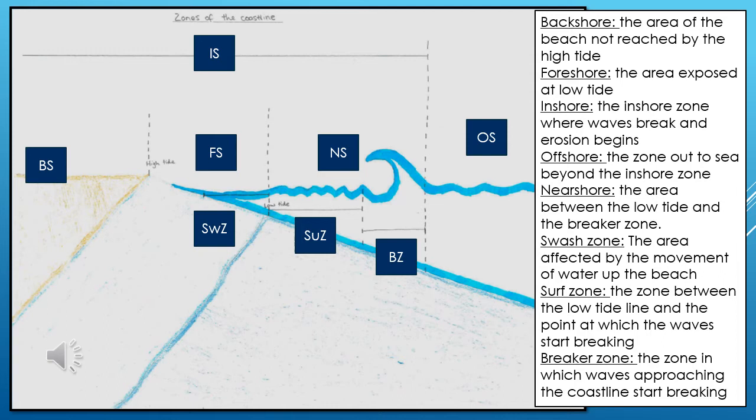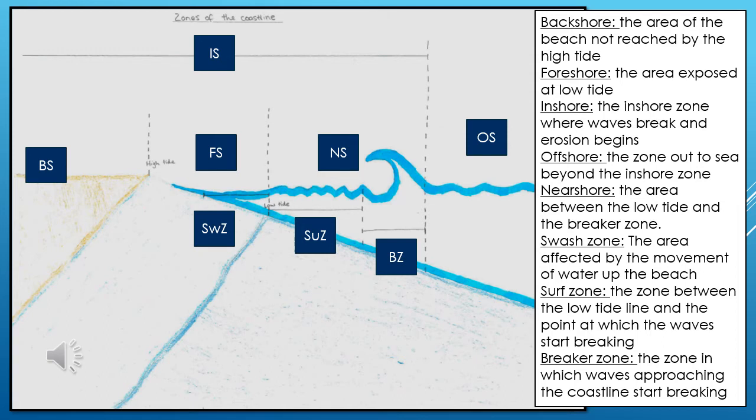SWZ, sorry, is swash zone, and that's the area affected by the movement of water up the beach. So swash, remember, goes up the beach. So movement of water up the beach is going to push material up, and it's going to shape it. It's either going to cause a really steep beach or a really flat beach.